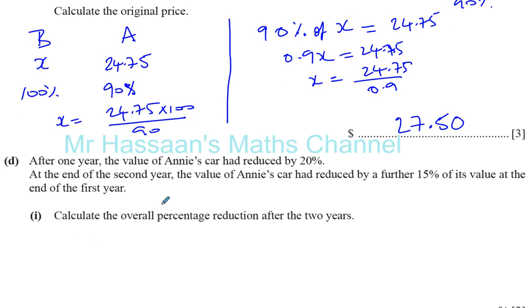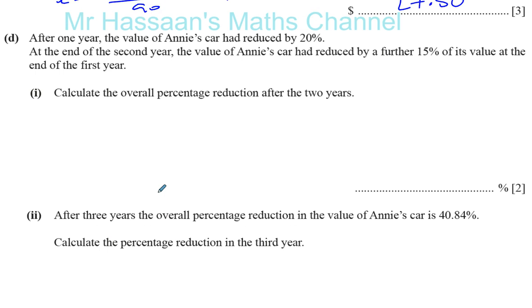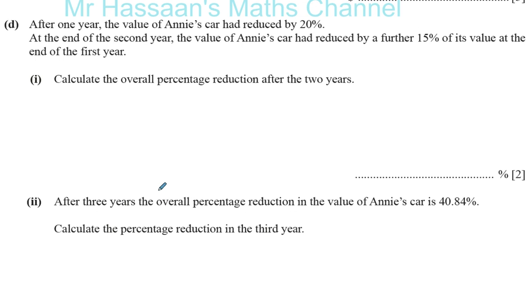Okay, part D. Now D is something slightly newish, from what I've noticed. After 1 year, the value of Annie's car has reduced by 70%. I will do part D in the next video, actually.